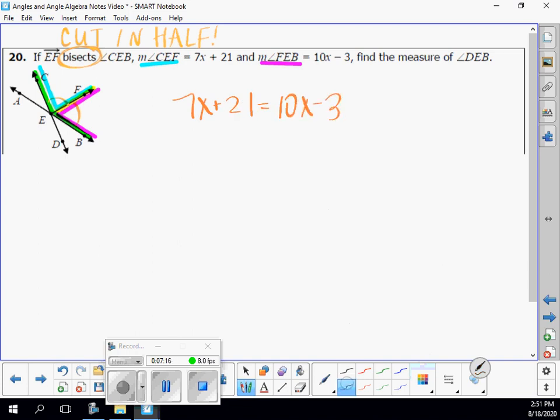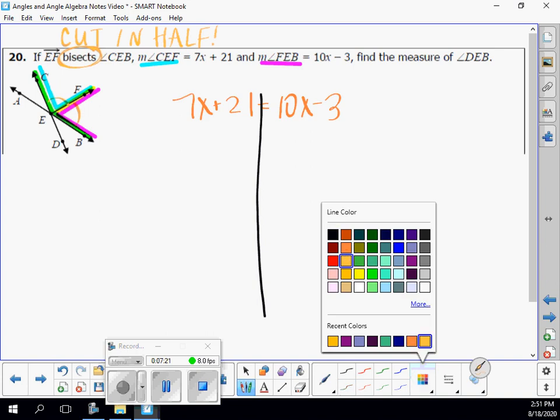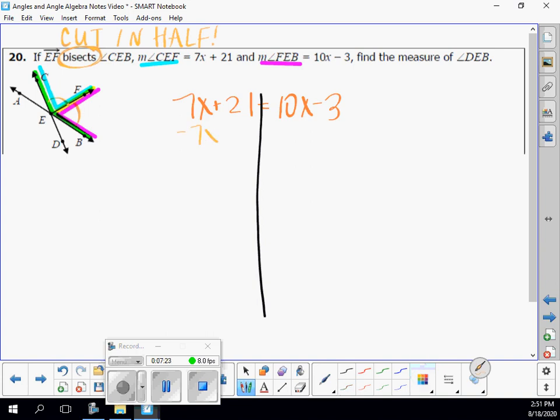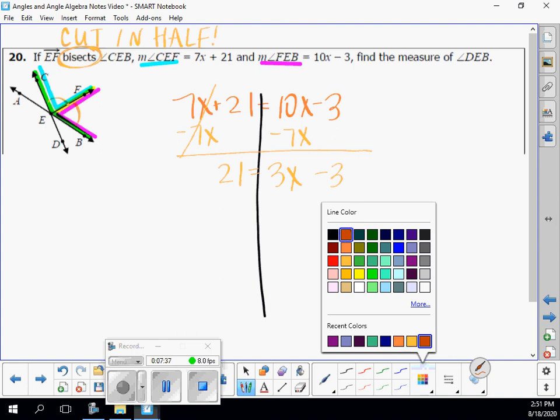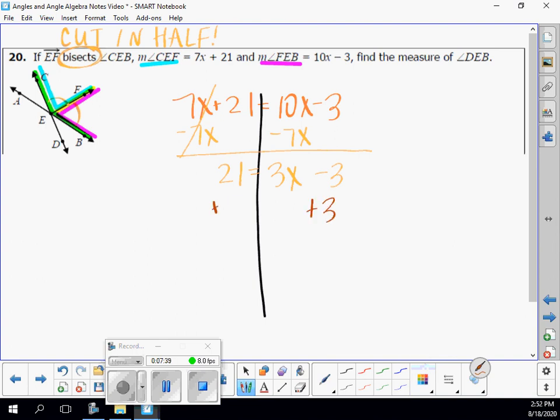build your wall. Let's get our x's together first. Well, I'm going to subtract 7. There's no sign there, so it's automatically positive. Do the opposite. 7x minus 7x is gone. 21 equals 10 minus 7 is 3x, and then minus 3. Get your numbers together. So it's minus, so I'm going to add 3.